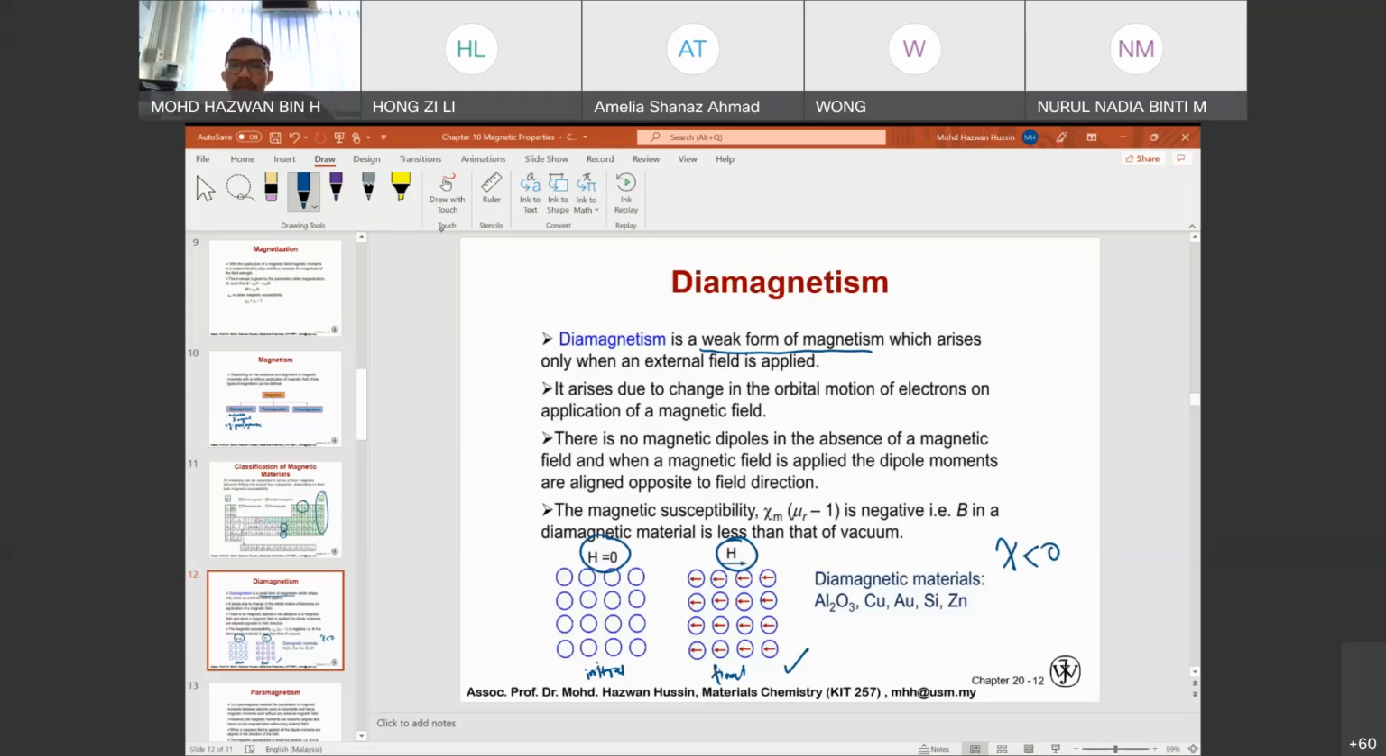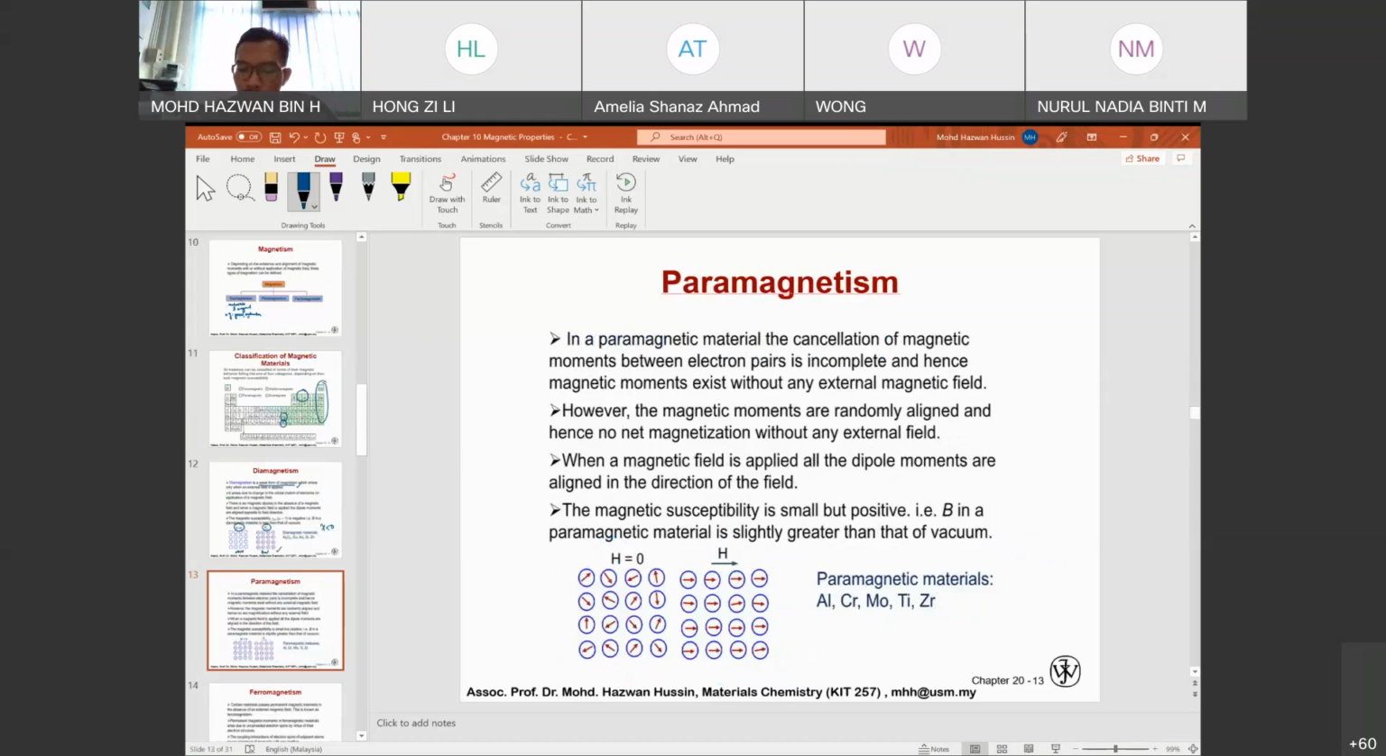So a few points you need to remember about diamagnetism: it is a weak form of magnetism. You need to show the difference between the initial state, when there is no applied magnetic field and no moment, and when you apply an external magnetic field, the moment is opposite. And the magnetic susceptibility is less than 0. So at least you already have three points to define diamagnetism.